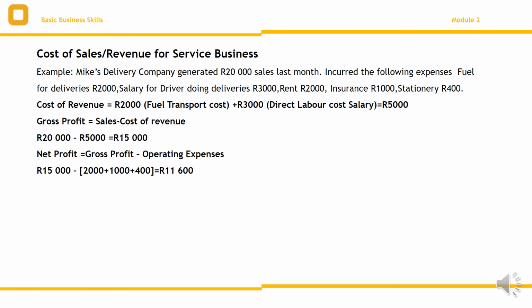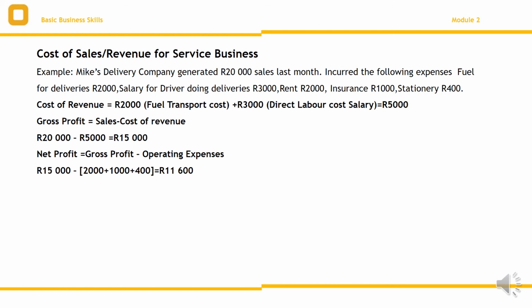Here is an example of a service business and how we go about calculating cost of revenue. So this is the example. We've got Mike's Delivery Company. They generate sales, meaning they generate revenue to the value of 20,000 Rand per month. They incur the following expenses. They incur fuel for deliveries to the value of 2,000 Rand. They incur salary for the driver who's doing the deliveries, who's paid 3,000 Rand a month. They incur rent to the value of 2,000 Rand. They pay insurance to the value of 1,000 Rand. And they pay stationery to the value of 400 Rand.